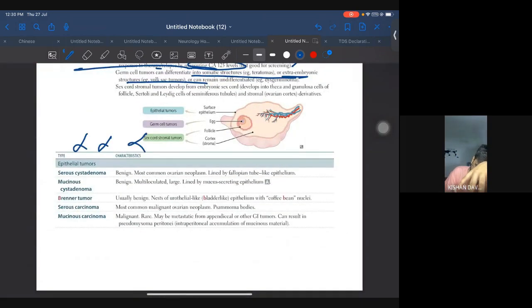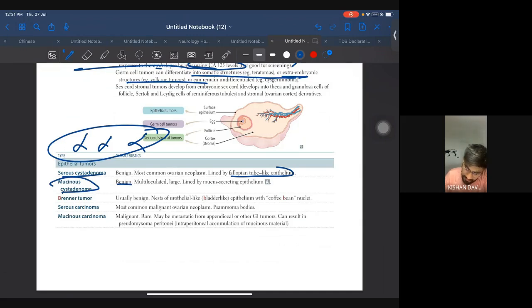These are also not commonly asked. Okay, not commonly asked, just give it a read. Serous cystadenoma: fallopian tube-like epithelium, benign. Mucinous: benign. Brenner tumor: usually benign, nests of urothelial epithelium with coffee bean nuclei. This is important because you have the coffee bean nuclei there.